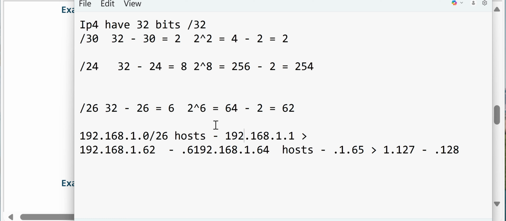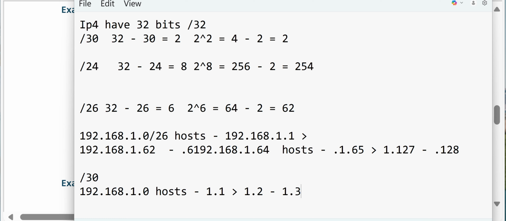And again, I recommend starting with, let's do it while we're here. If we do slash 30, just start with slash 30 because it's the easiest, right? So as we know, we're going to have 4 total. We're going to have 2 usable. So if we start with 192.168.1.0, our network, right? We're going to go to hosts. So this will start with 1.1, and we're going to go all the way to 1.2 with our final, the broadcast being 1.3.